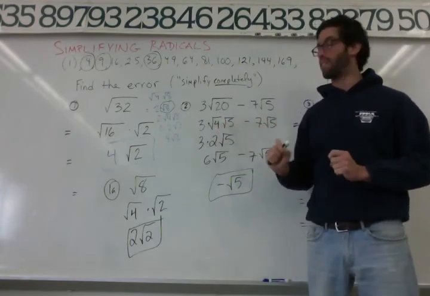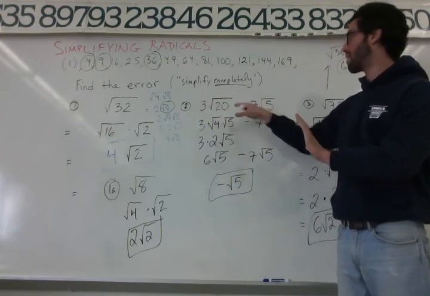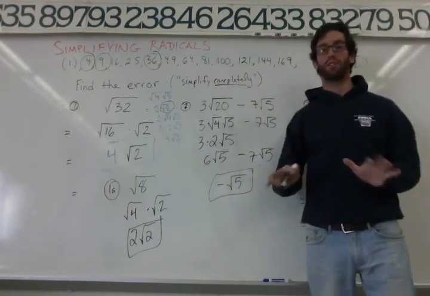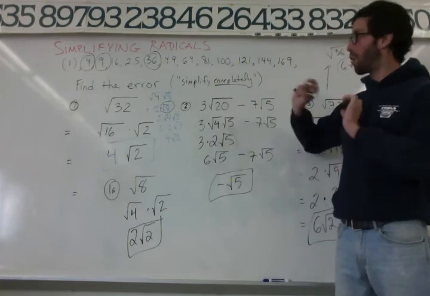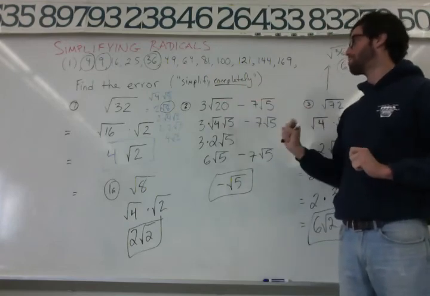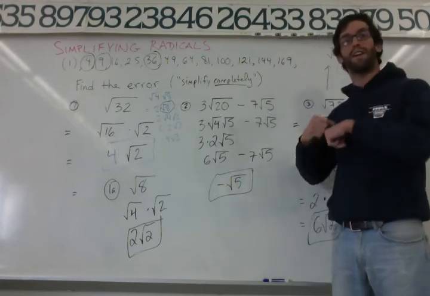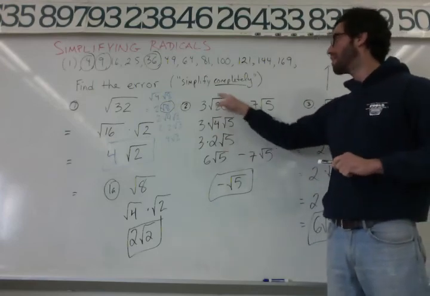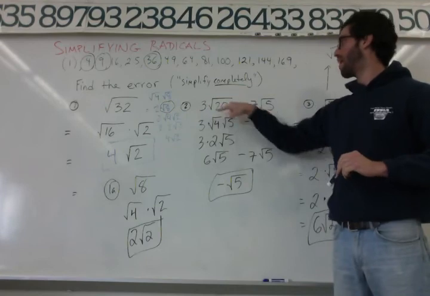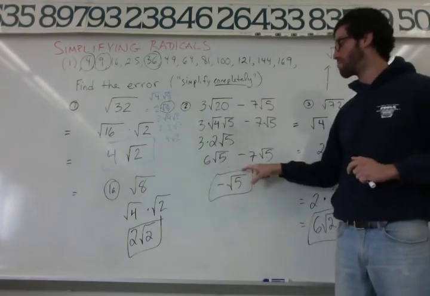Be careful again. You do not subtract 3 minus 7 and 20 minus 5. No, just because that seems right. The only way these are going to be able to be combined is if they have the same number under the radical, which they eventually do. Right? This is really 6 root 5. 6 root 5 minus 7 root 5 is negative 1 root 5.